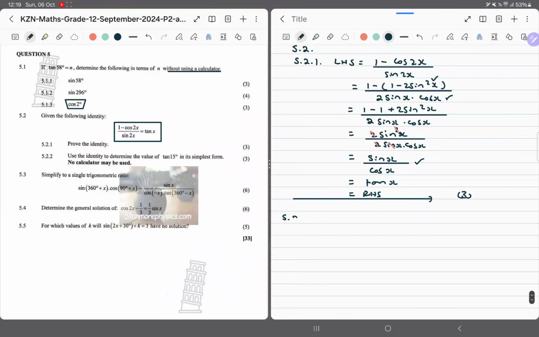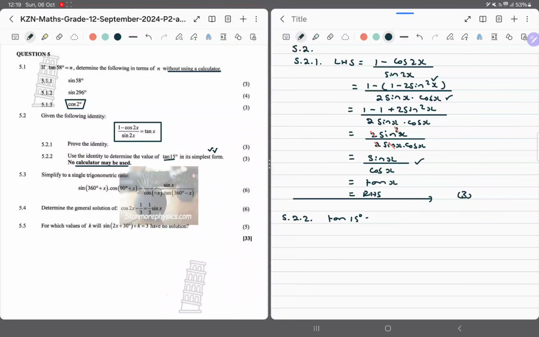So now we have 5.2.2. This says to us, use the identity to determine the value of tan 15 degrees in its simplest form. No calculator may be used. So any evidence of using a calculator, you are dead. So let's look at it.